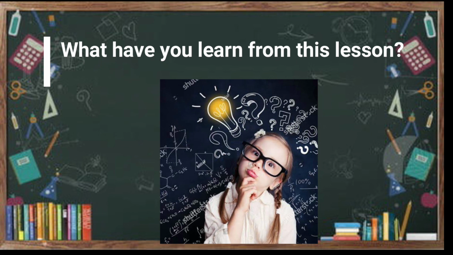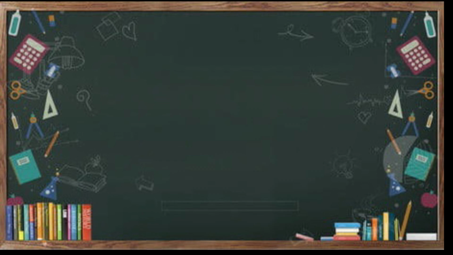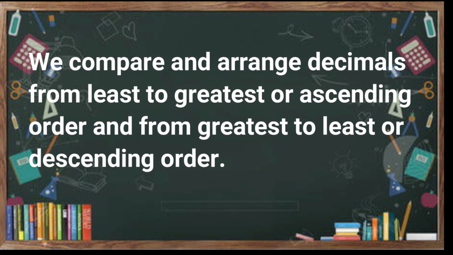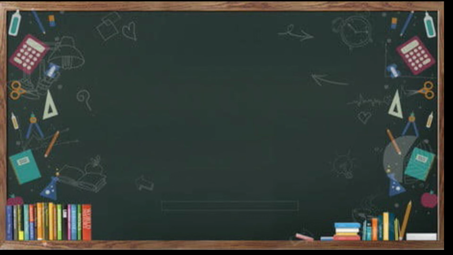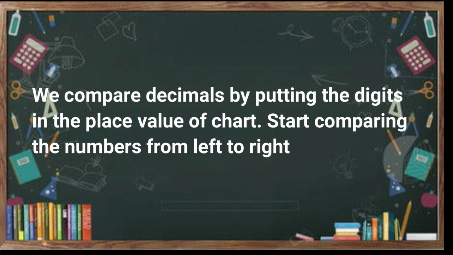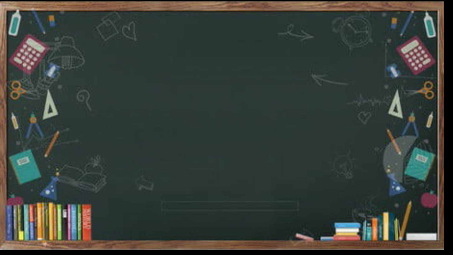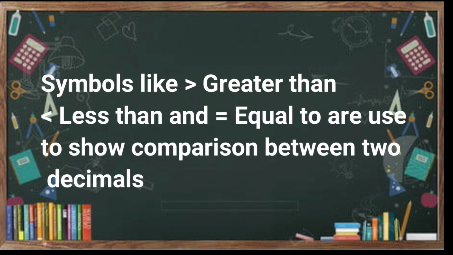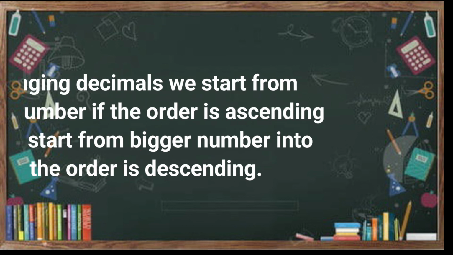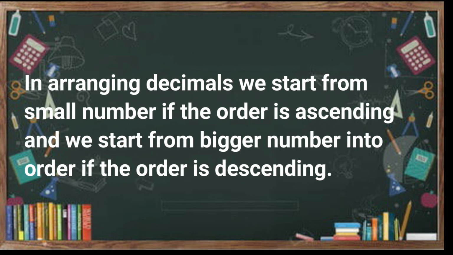Alright, so what have you learned from this lesson? For this lesson, you have learned how to compare and arrange decimals from least to greatest, or ascending order, and greatest to least, or descending order. How do we compare decimals? We compare decimals by putting the digits in the place value chart. Start comparing the number from left to right. Symbols like greater than, less than, and equal to are used to show comparison between two decimals. In arranging decimals, we start from small number if the order is ascending, and we start from bigger number if the order is descending.